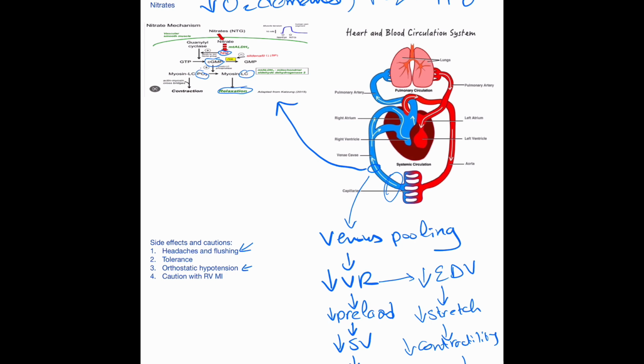And then also you need to use it very cautiously with a right ventricular myocardial infarction. With a right ventricular myocardial infarction, this ventricle is not able to pump blood to the left side of the heart in a good way, because it's actually infarcted. If you venodilate, that means you decrease the preload further, and you would get a more and more significant drop in the blood pressure. So it's generally avoided in the case of right ventricular infarction.